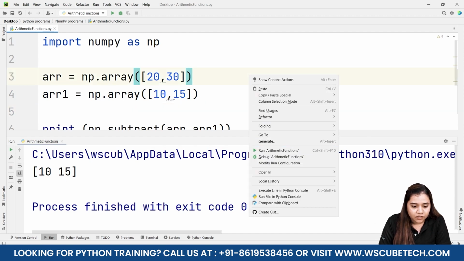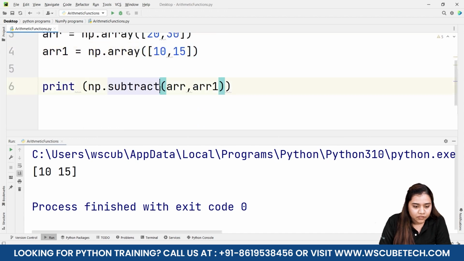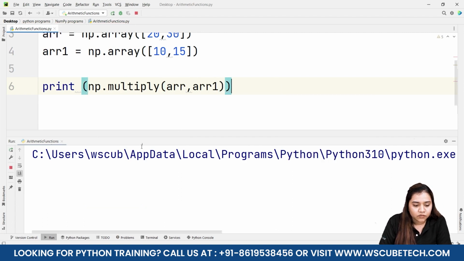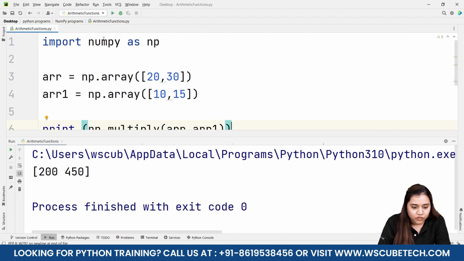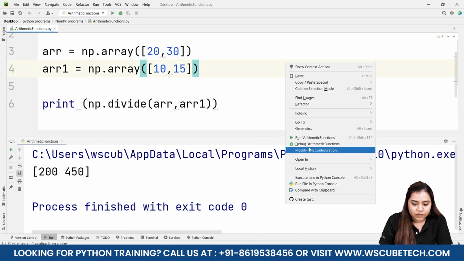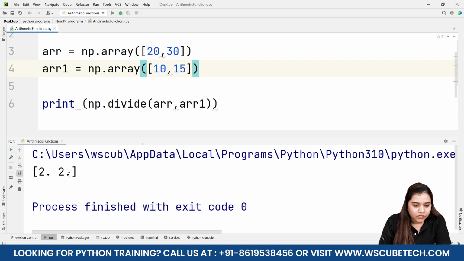Similarly, to multiply both the arrays, we will use the multiply function. As soon as we run it, we find the multiplication of both of them: 20 multiplied by 10 is 200 and 30 multiplied by 15 is 450. Similarly, we have the divide option as well. We'll write divide for that. As soon as we run it, we get the output 2.0 and 2.0, which is the result after division.